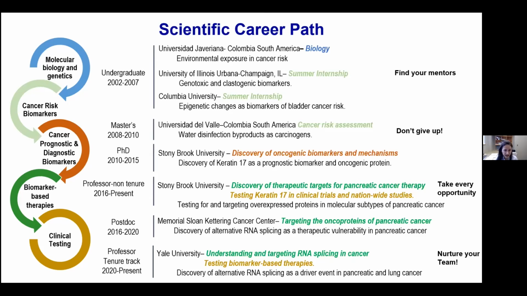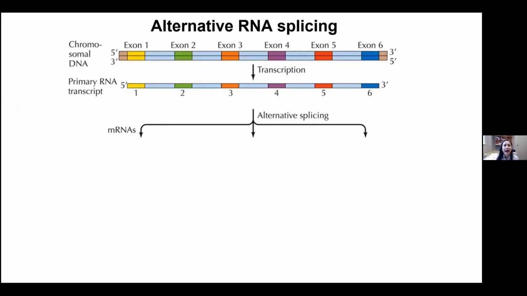Great. Okay, so I work on a cellular pathway, or a cellular process, called alternative RNA splicing. And I'm going to break this down. So we all know that we have our genetic material. It's our DNA that is packed into chromosomes. And basically this genetic material is composed of different entities.